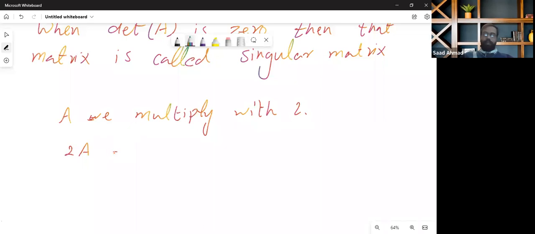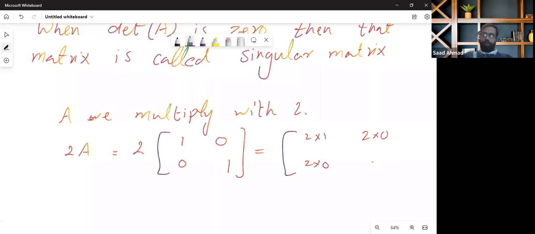Let's say 2, and then I write an A, just as an example, let's say the identity matrix. How do we multiply this? The 2 gets multiplied with every entry: 2 times 1, 2 times 0, 2 times 0, 2 times 1. So it's 2, 0, 0, 2, like that. So this is 2 times A. Similarly, you can do 3 times A or any number times A.